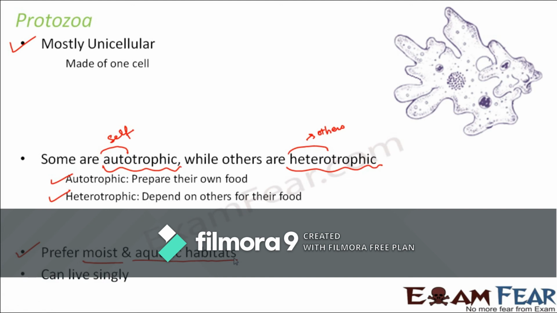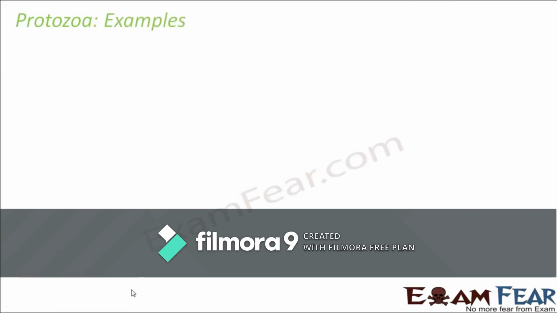Protozoa, however, can live singly. So this is different from bacteria and fungi. Bacteria and fungi live in colonies. That is, a lot of them live together. But here they live as single. So they do not really need a group of organisms to be there. They can exist on themselves.